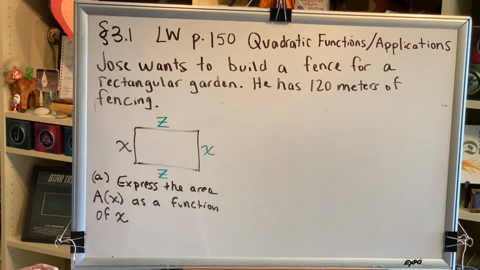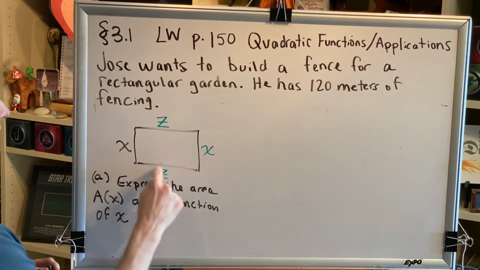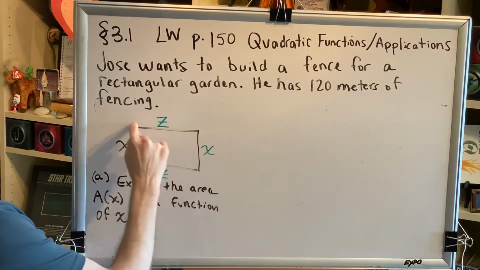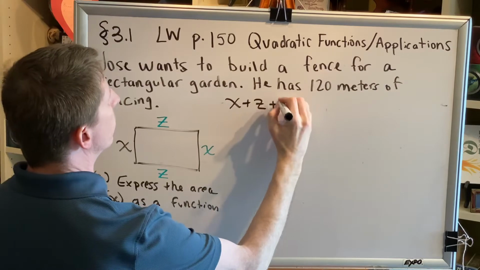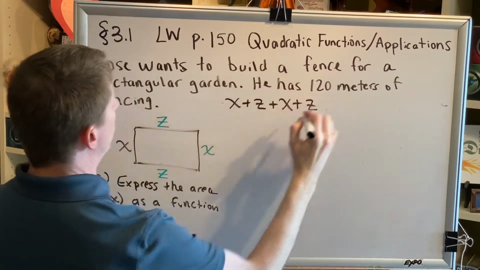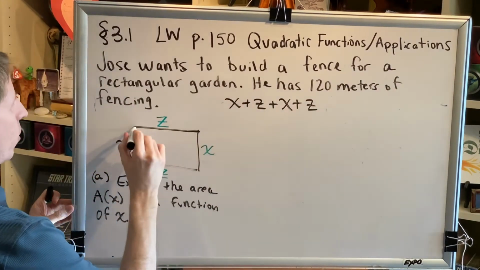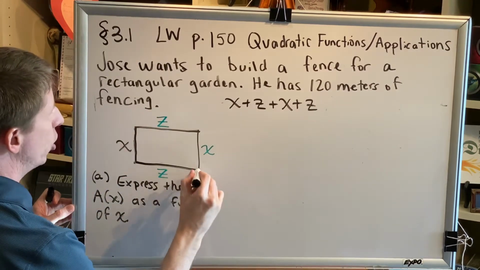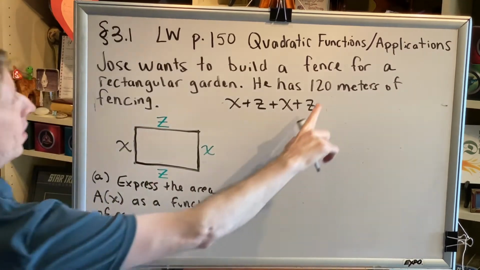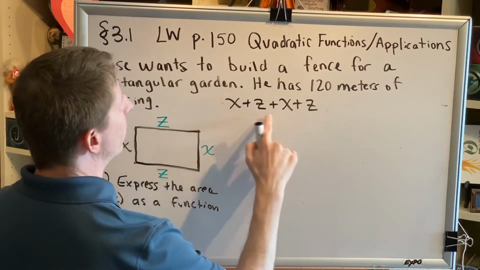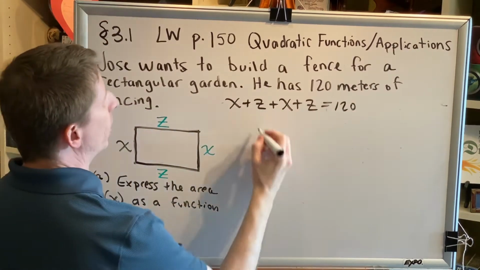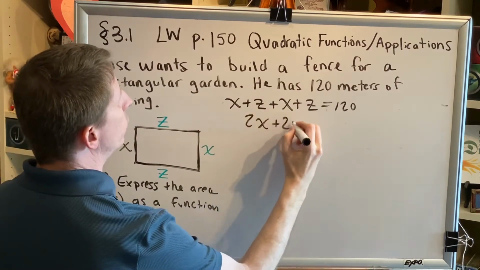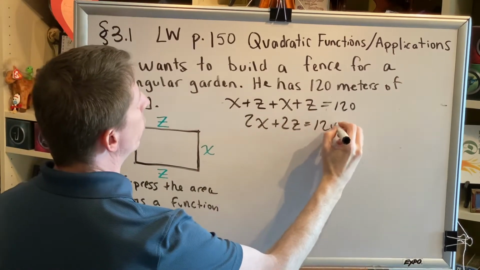How do you find the perimeter of a rectangle? You add up all of the lengths of the sides. So an x plus a z plus a second x plus a second z. So x plus z plus x plus z. Well, this is the outside edge of the garden. This is where the fence goes. So the perimeter is actually this 120 meters. So x plus z plus x plus z equals 120. Let's combine our like terms. 2x plus 2z equals 120.